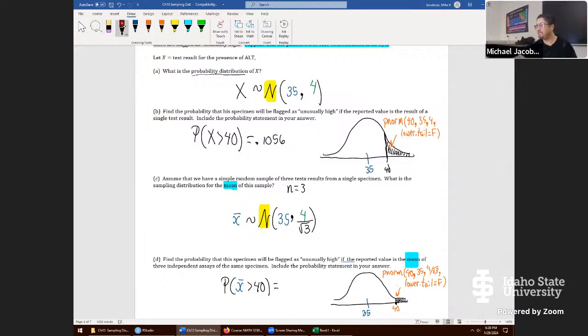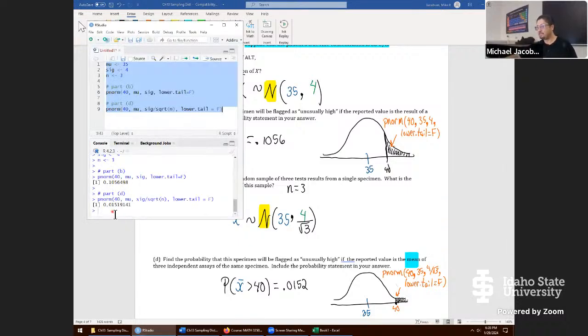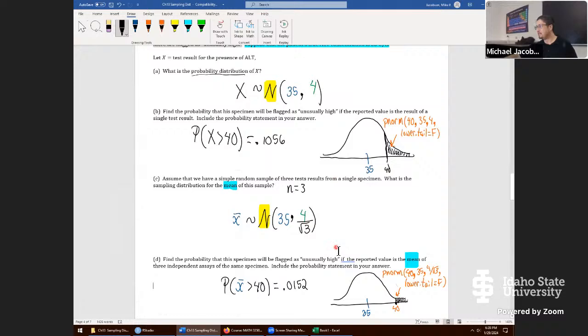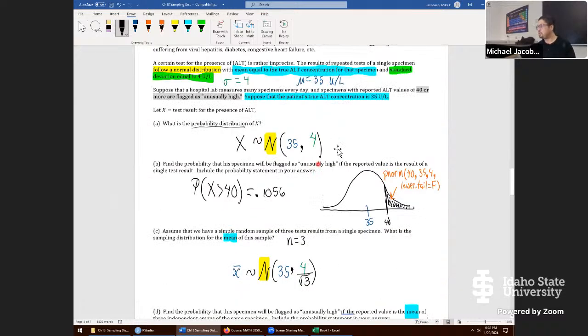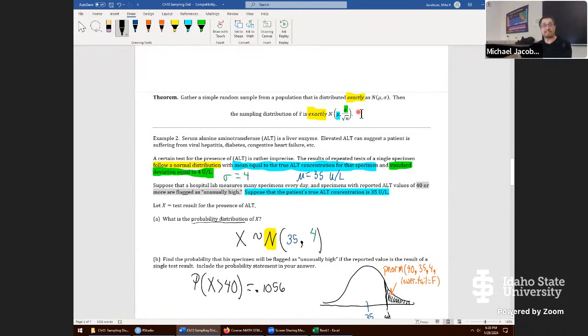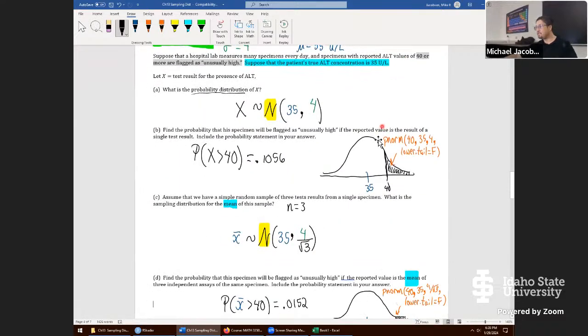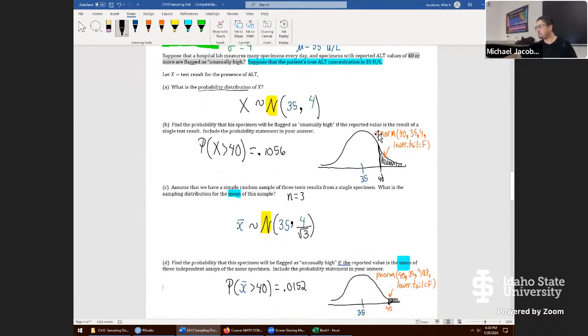Let's use a more official pen for that. 0.0152. Let me double check my numbers here. Okay. Well, we did, folks. That's using this theorem up above. It's practically the central limit theorem. So this gives you a good feel for what a central limit theorem computation really looks like if you're in a homework setting. Any questions at all, folks, on getting through this one?